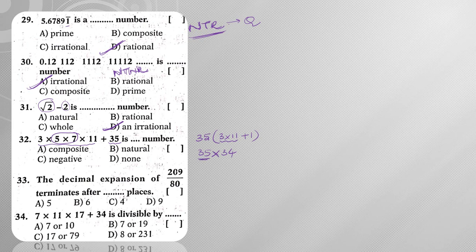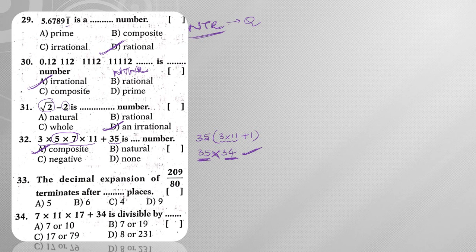Whenever you have a product of two composite numbers, it is a composite number, because the given number is divisible by 35 as well as 34. By the fundamental theorem of arithmetic, we can clearly say that it is a composite number.